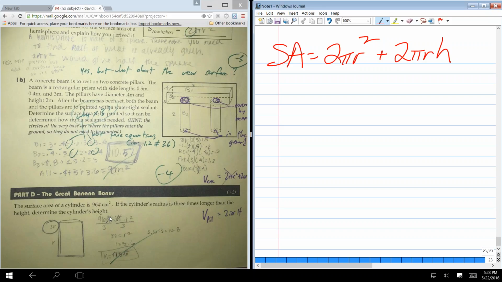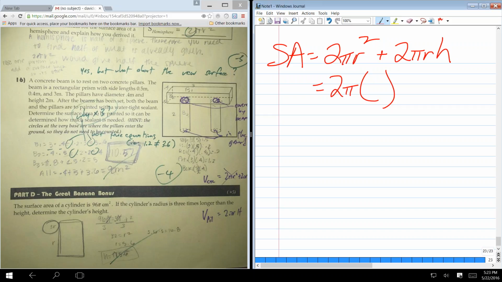Should I change radius to height, or should I change h to r? But then it'd be 2 R's. Right, and we're trying to solve for h, so let's change the radiuses. Instead of r, let's write it in terms of h. How am I going to write r in terms of h?